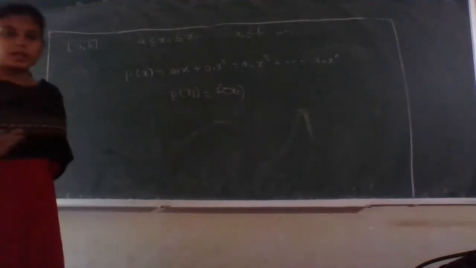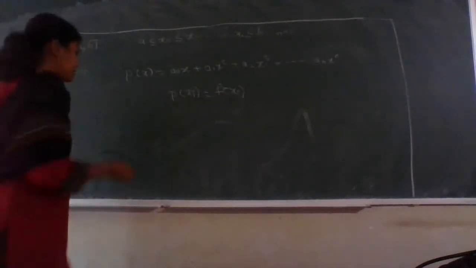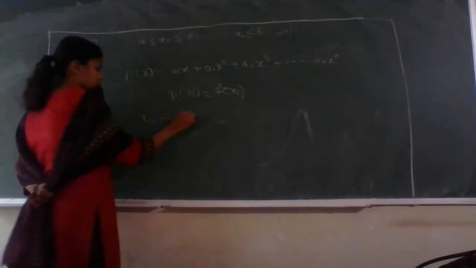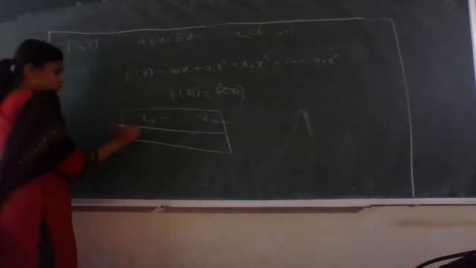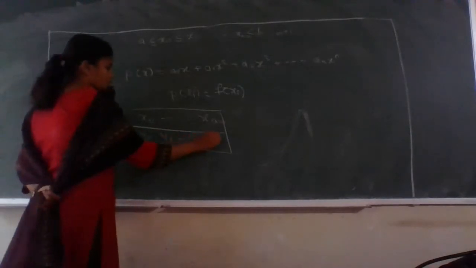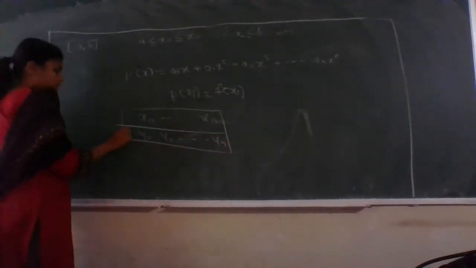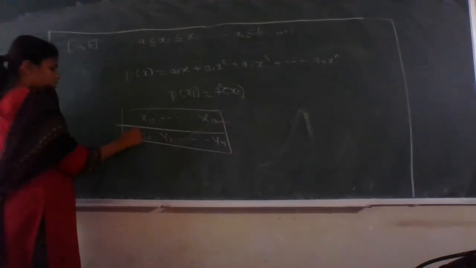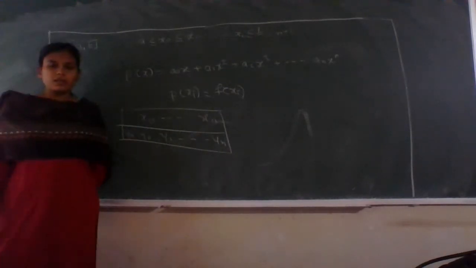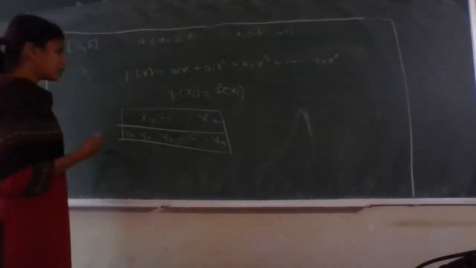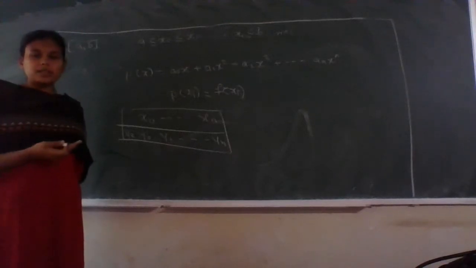We don't know what the function f of x is. We are simply provided with f of xi. That means suppose you are given x0, x1 up to xn, and the corresponding values y0, y1 up to yn. Suppose your function is y equal to x square, then you can find the value directly. But if you don't know the function, how are you going to calculate the intermediate value? What is interpolation?